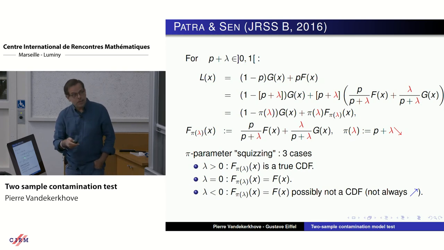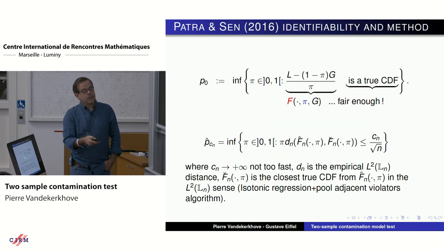Okay, so thinking this way, Patra and Sen say, okay, the right parameter in this kind of model is the infimum of pi in 0, 1 such that the inverse CDF is a true CDF. Okay, so it's fair enough. It's a good way to think about this problem. So to estimate now the right p0, they say, okay, we're going to define an acceptable domain on pi, take the infimum of the acceptable domain, and the acceptable domain is defined this way.